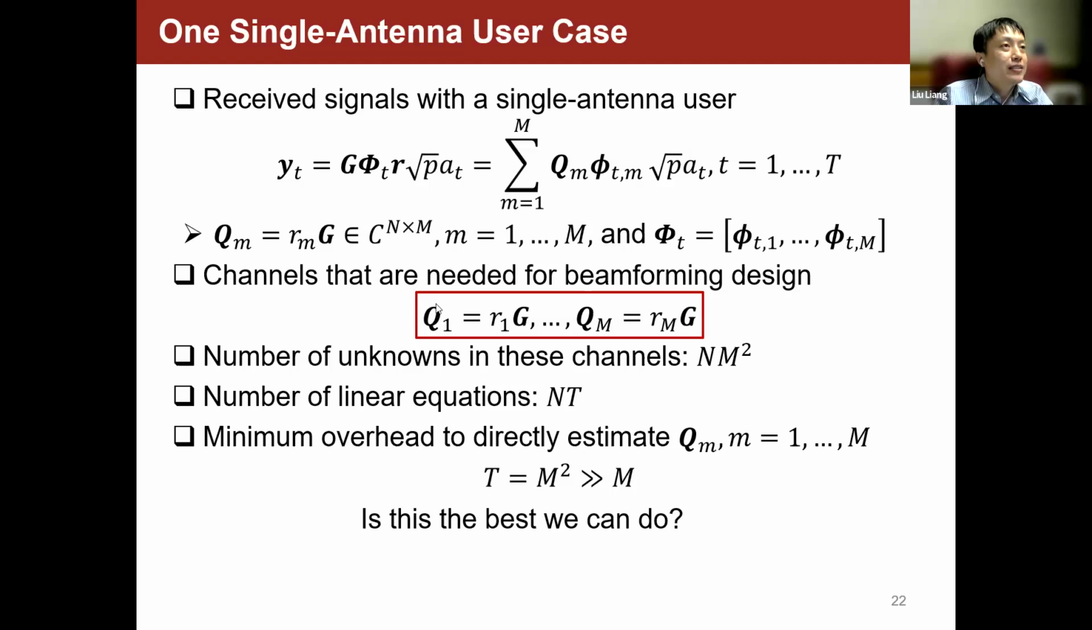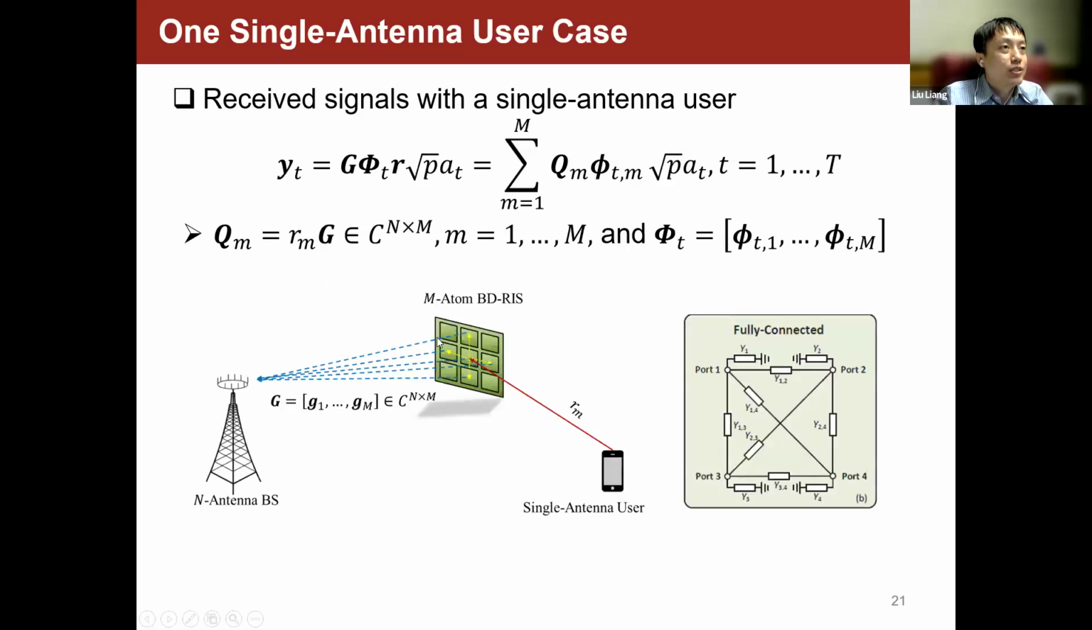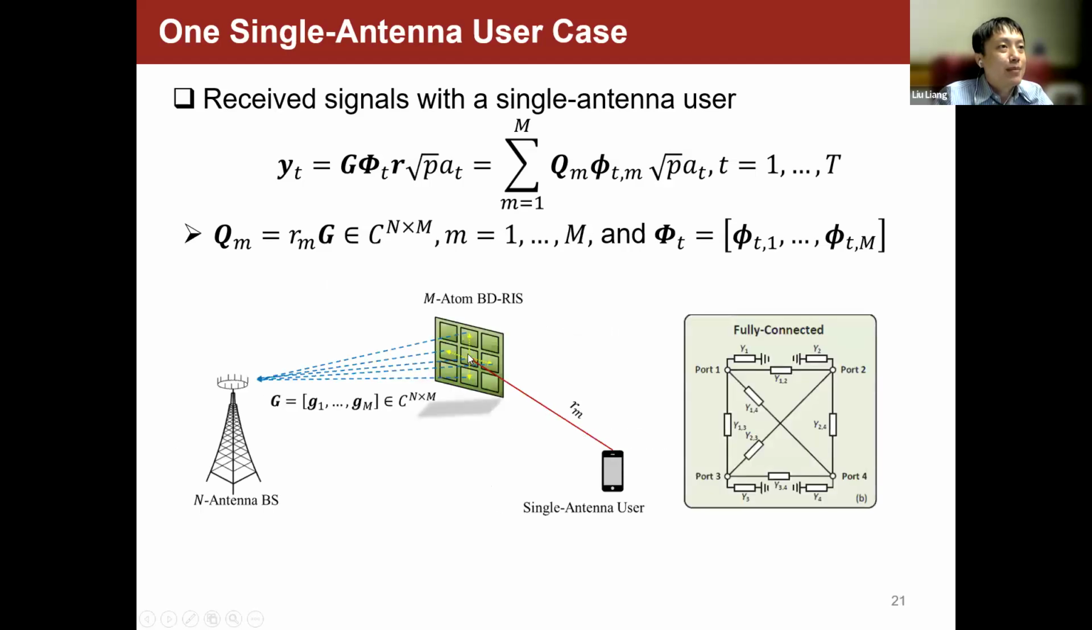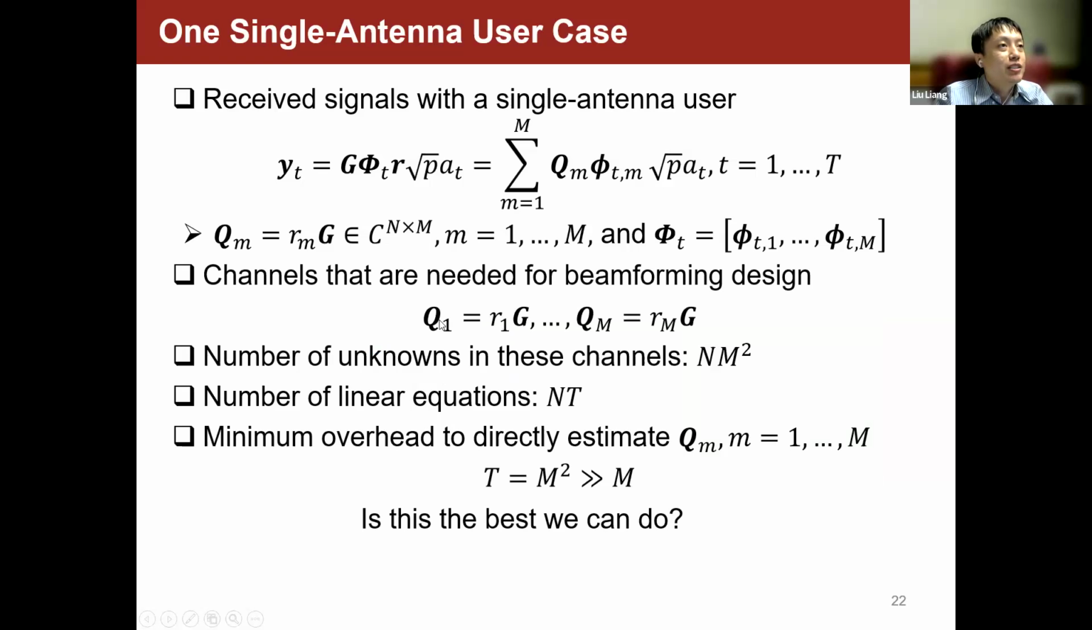Again, if we look at Q1, Q2 until Q capital M, you will find, okay, again, some common term appears in all of these cascaded matrices. This is G. G is the channel from the RIS to the base station. This is the overall channel from the RIS to the base station, right? This is because the signal received by element M is reflected to the base station via this G. For the signal received by another element, maybe M minus 1, this signal will also be reflected to the base station via this overall channel G. So this G is common in Q1, Q2 until Q capital M, right?